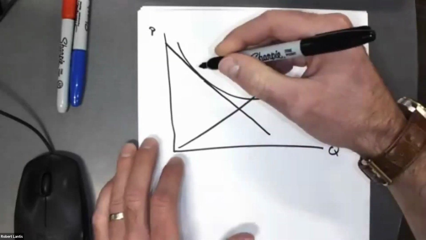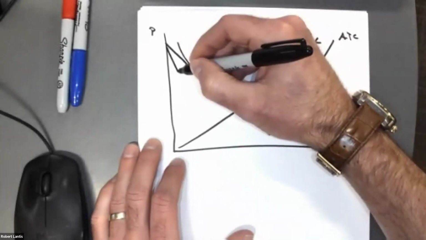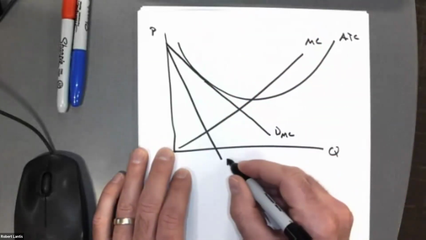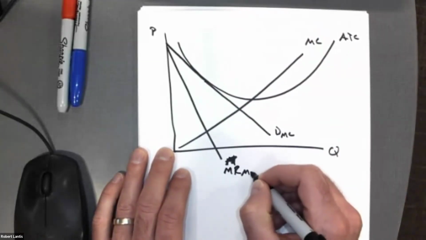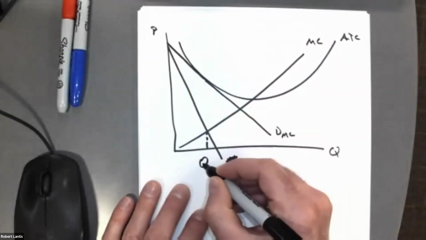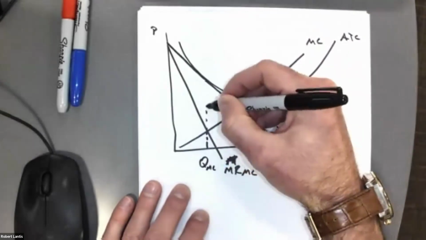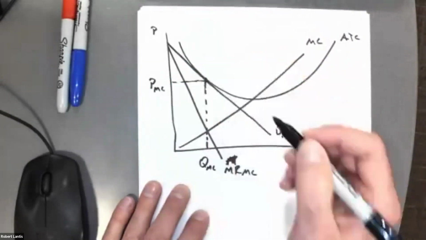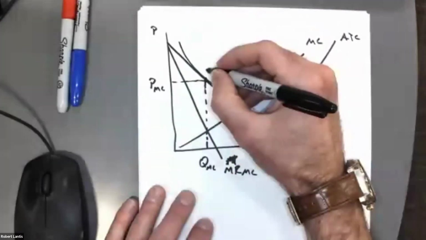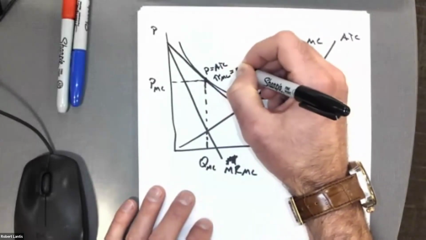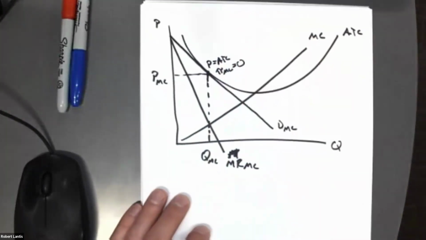Let's think about a scenario where I've got my firm's demand and their twice-as-steep marginal revenue curve. They're going to choose the quantity where marginal cost is equal to marginal revenue. Up here is where they go to the demand curve to set the price. Price is exactly equal to the average total cost. So the profits of this monopolistically competitive firm are zero in what I have drawn here.